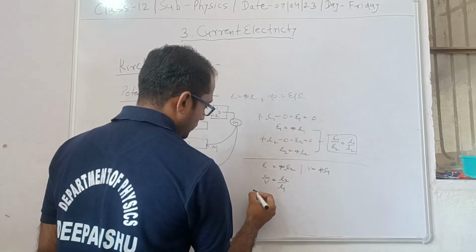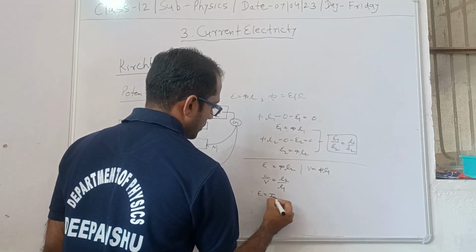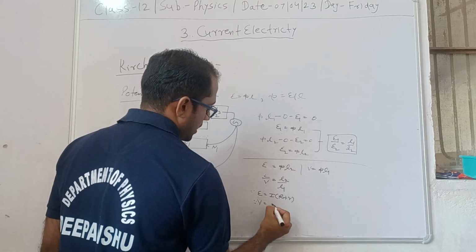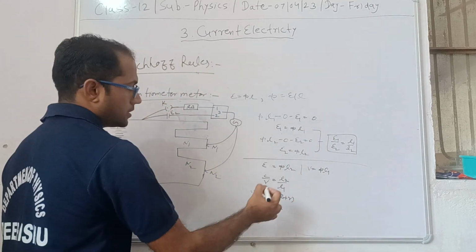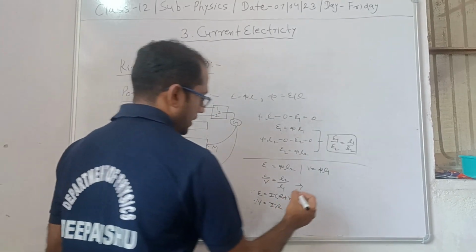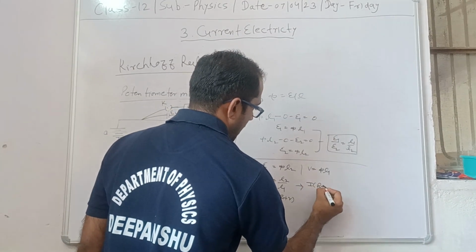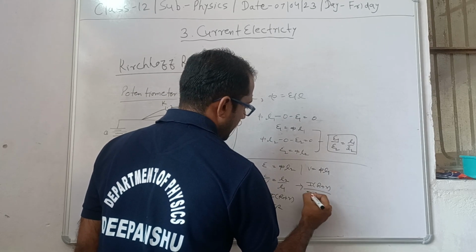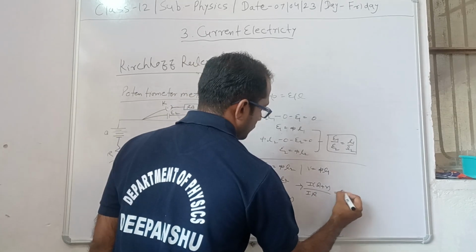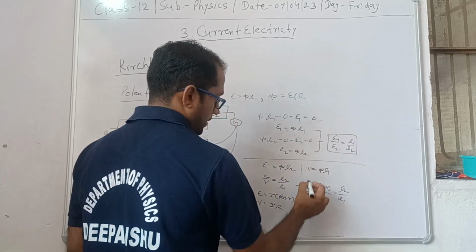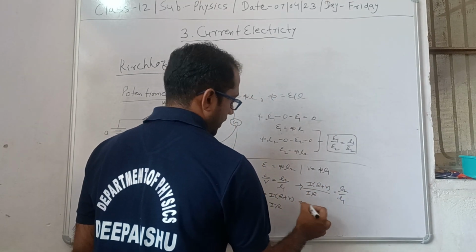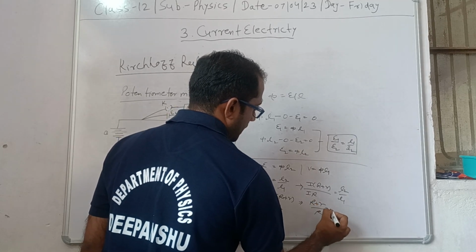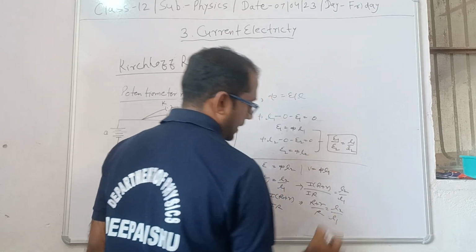We know that epsilon equals I times (R plus r) and V equals IR. So we put both values in this formula. We get I(R plus small r) upon IR equals L2 upon L1. Then I cancels out, and (R plus r) upon R equals L2 upon L1.